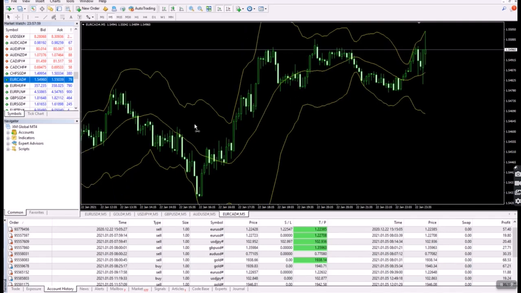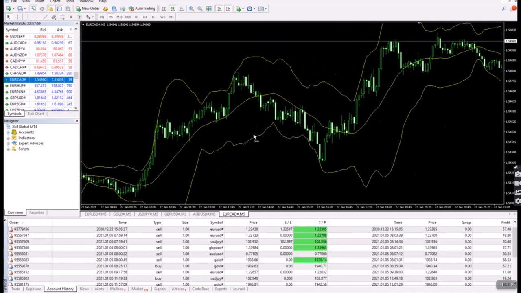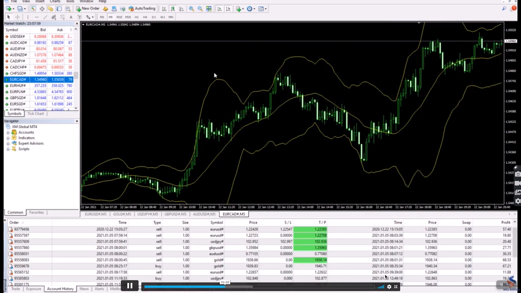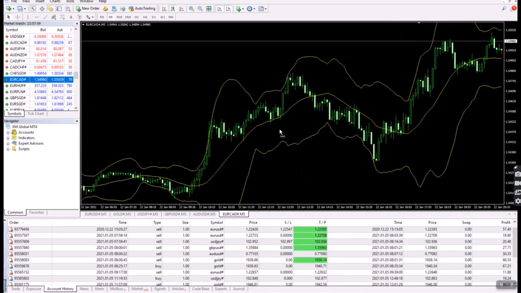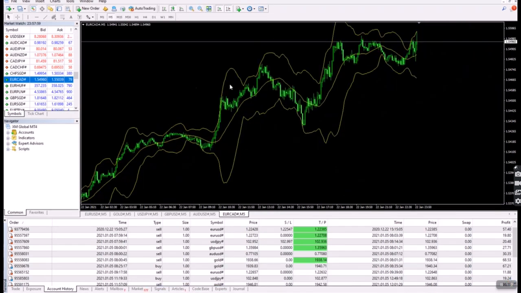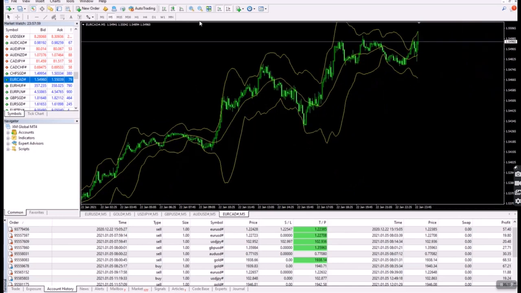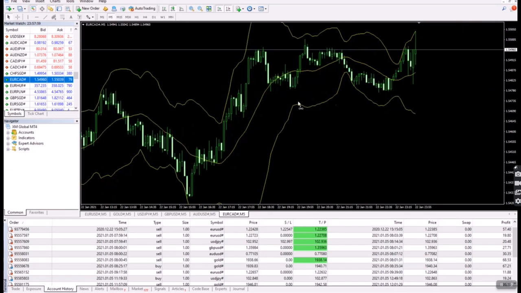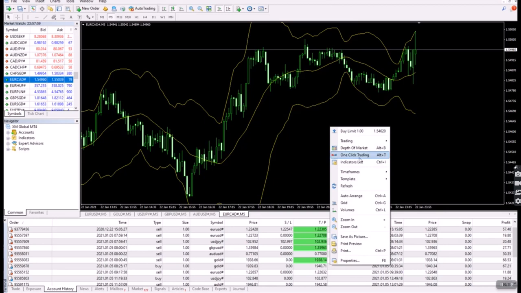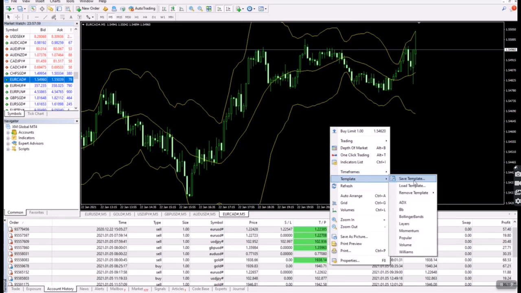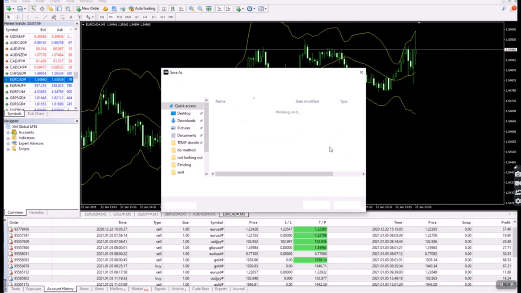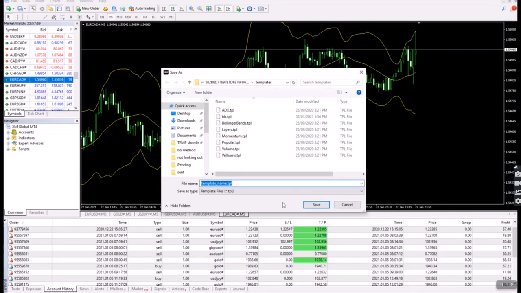Zoom in to about this position so you can see the crosses clearly, because we are looking at the most recent crosses and not the overview of the whole market situation. What you're going to do next is right click under template and save your template. You can use any name you want. Let's change it to Bollinger Band method.